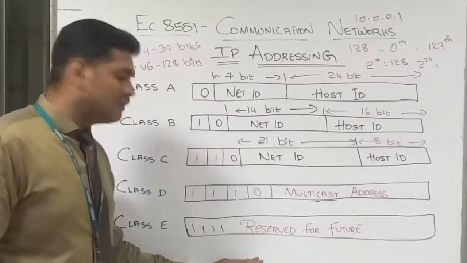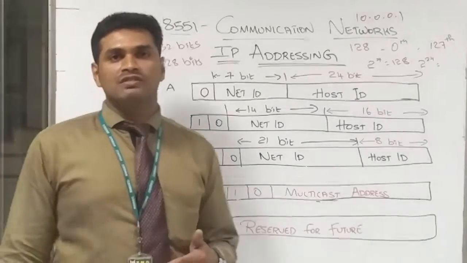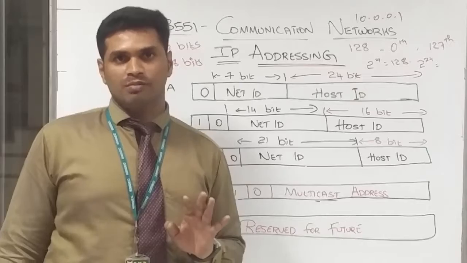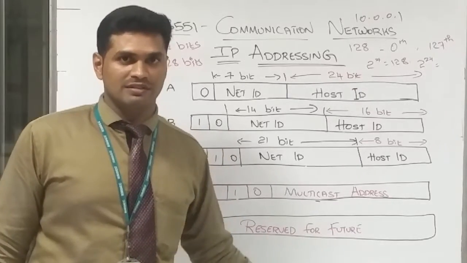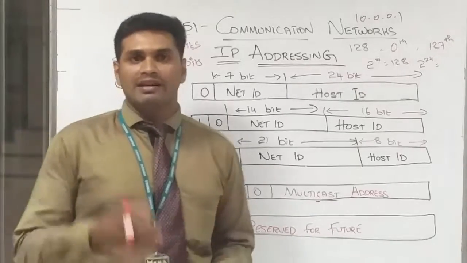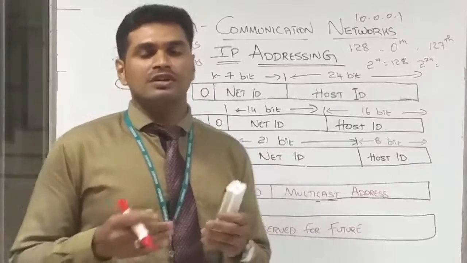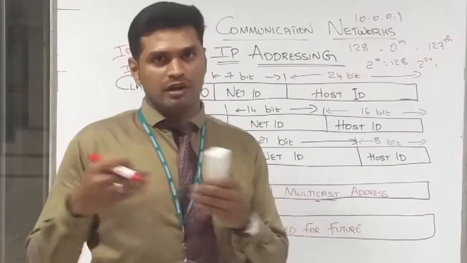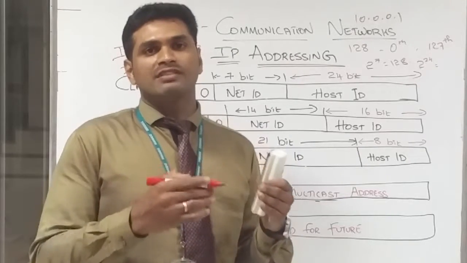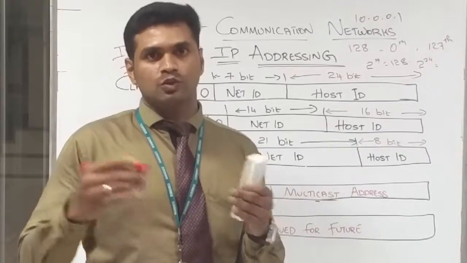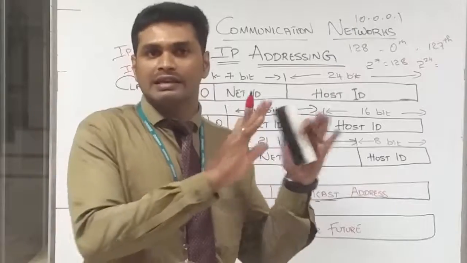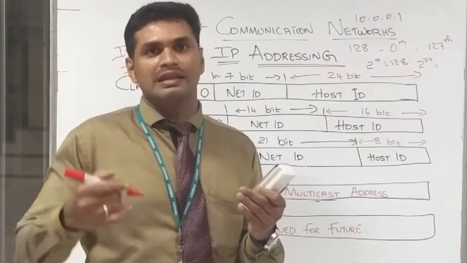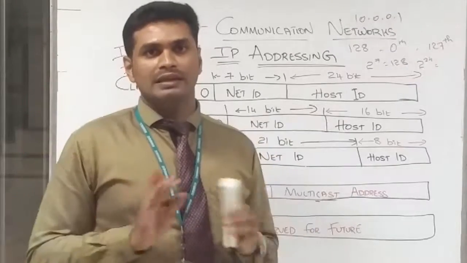And the last one is the class E addressing scheme, which is reserved for future purposes, or can be used for scientific research, and it is not used nowadays. And as I told you, the inefficient way of using addresses for the networks and host computers makes the IPv4 address space already run out. There are no longer enough addresses for assigning to networks globally in the world.